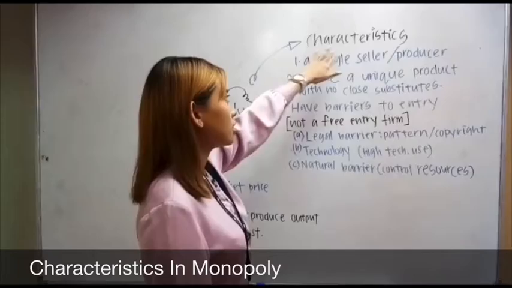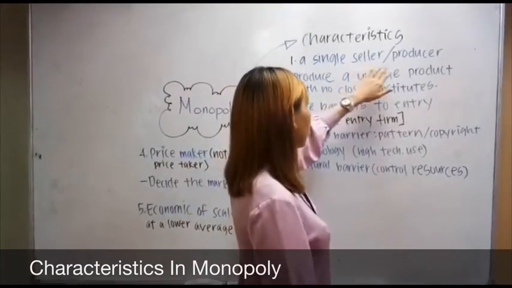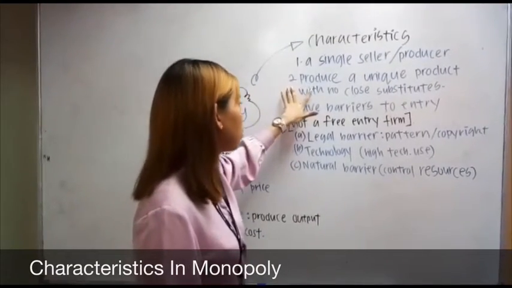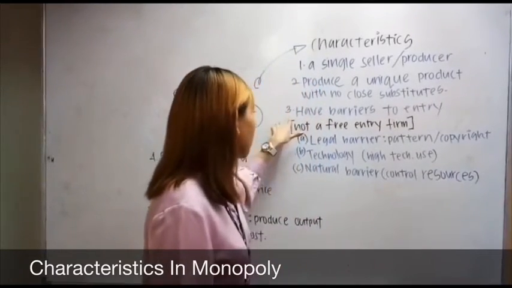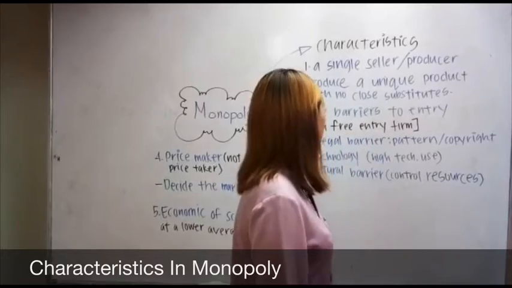About the characteristics of a monopoly. First, a single seller and producer. Second, it produces a unique product with no close substitutes. Third, it has barriers to entry, not a free entry firm.